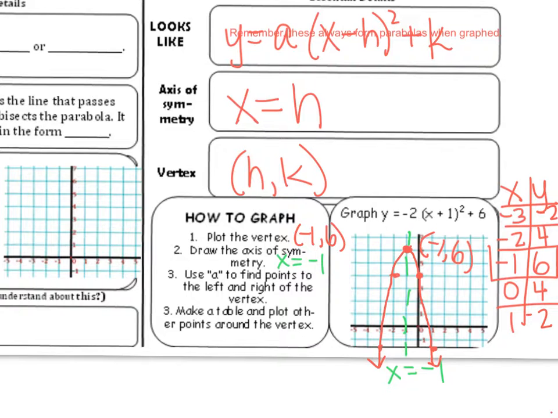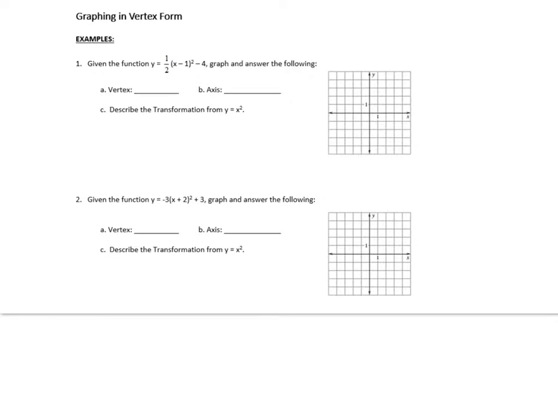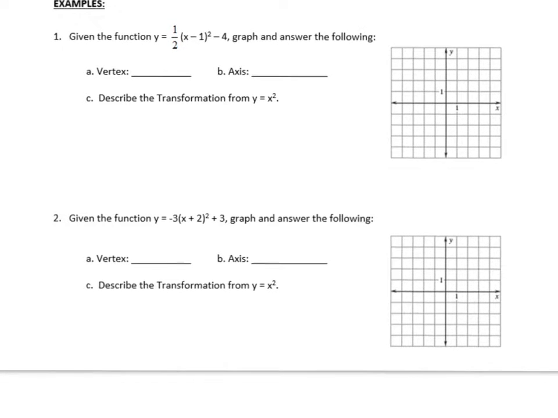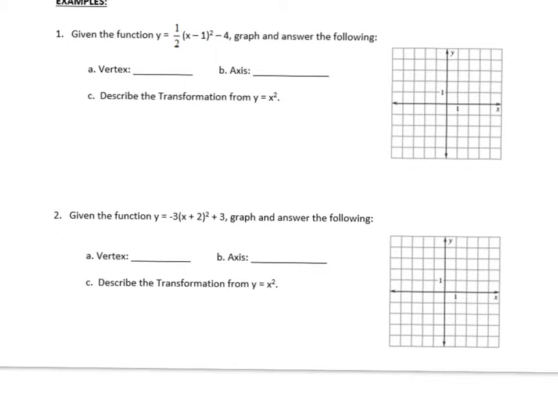All right, let's do just a couple more examples here. So for this next one, oops, I didn't mean to draw that line on there. I'll make this a little bigger. We're given a couple of functions here. We want to find their vertex and axis of symmetry. We're also going to describe their transformations from the parent function for this one.